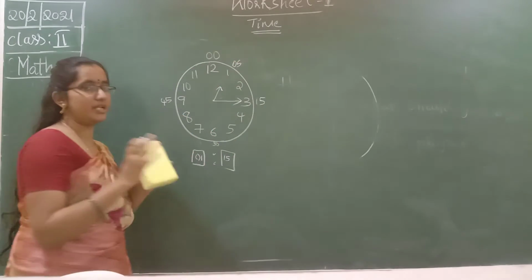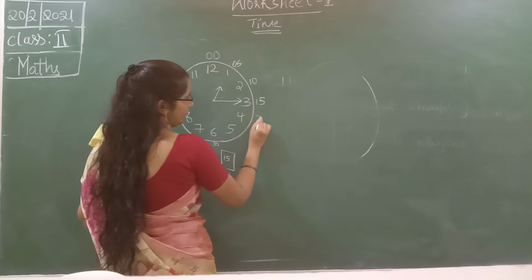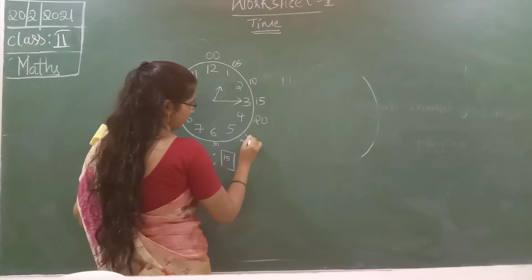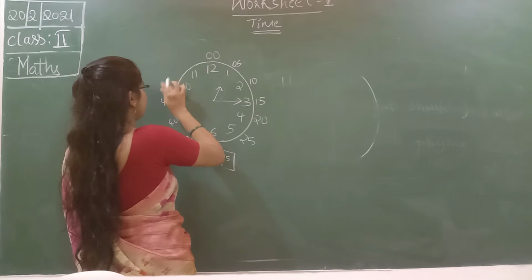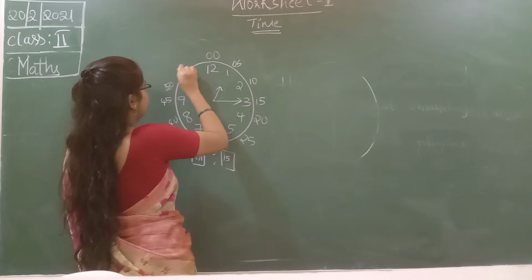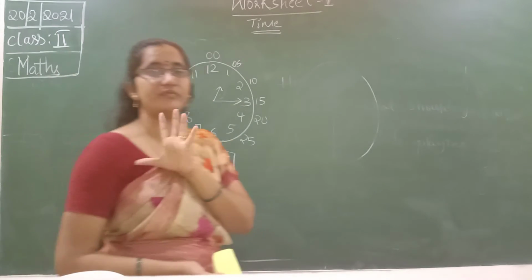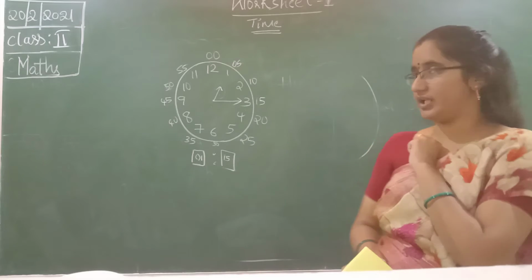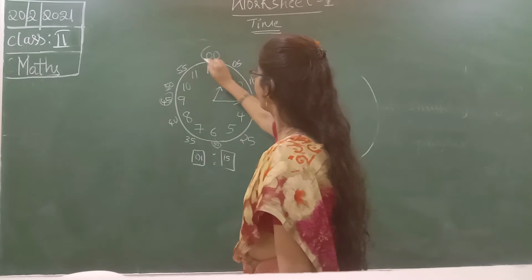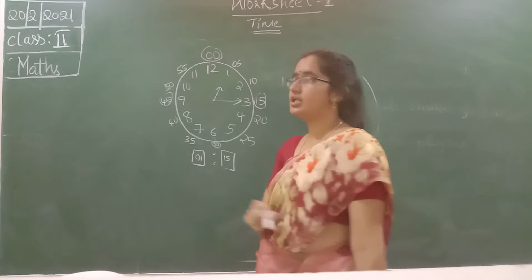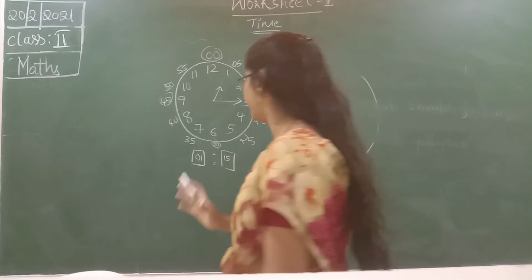5 minutes you have to calculate. Again 10, 15, 20, 25, 30, 35, 40, 45 already over, 50, 55. Every time the minute hand travels to the next number, that is 5 minutes. You must remember these 4. The remaining you don't have in the syllabus. These you have to remember.